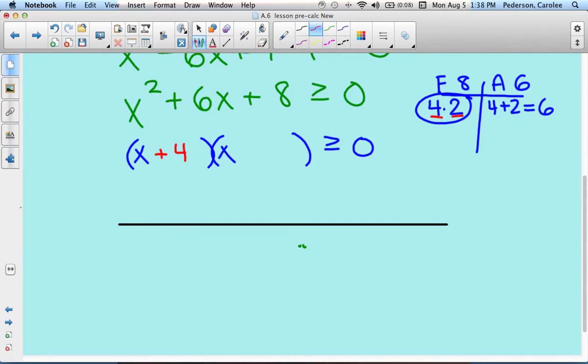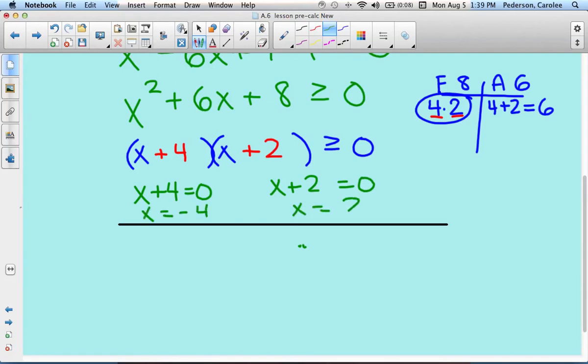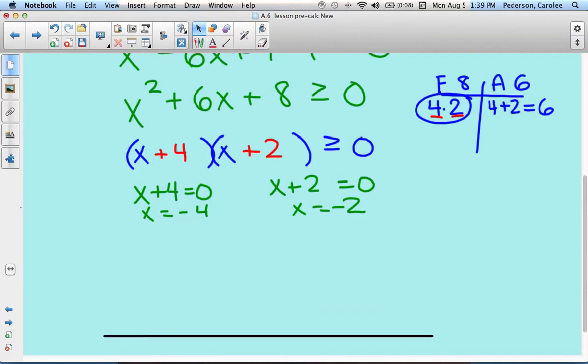Positive 4, positive 2. Now we identify the critical points from this factored inequality. We set each of the factors equal to 0 and solve for x. We get x plus 4 equals 0 and x plus 2 equals 0. And now we solve for x. So we subtract 4 and we subtract 2. So these 2 points, negative 4 and negative 2, are called my critical points.